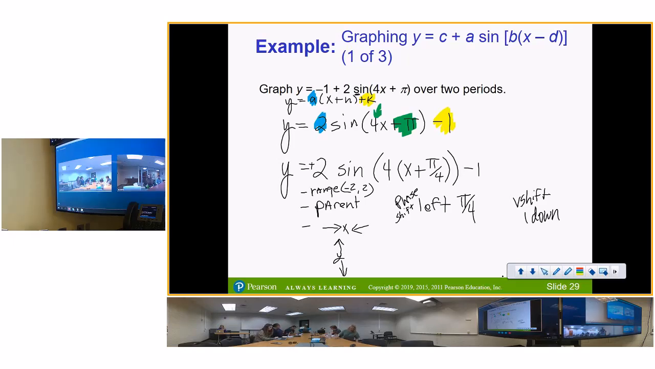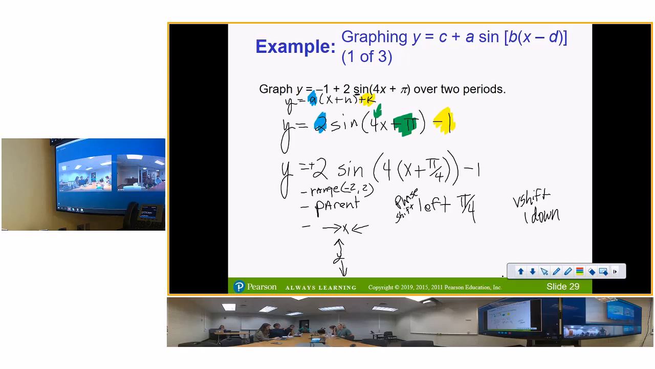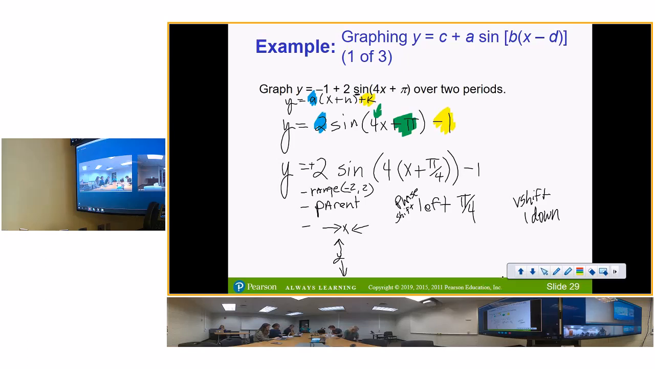Okay? Now, today, you should be able to start on 9.6 and 9.7 as far as graphing and as far as understanding what these shifts and these amplitudes are. You should understand what you're doing now. Does anybody have any questions?